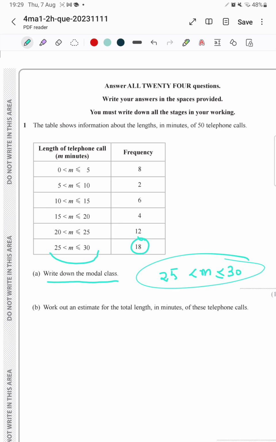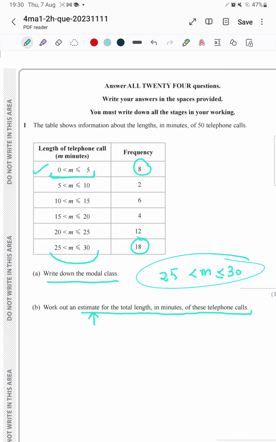Then the second question is, work out an estimate for the total length in minutes for these telephone calls. Estimate means it's not the exact value, but it will be very close to the actual value. Why are they asking for the estimate? Because we have 8 calls whose length is from 0 to 5 minutes, and we don't know exactly how many of the 8 calls take 1 minute, 1.5 minutes, 2 minutes or 3 minutes. We know only a range.